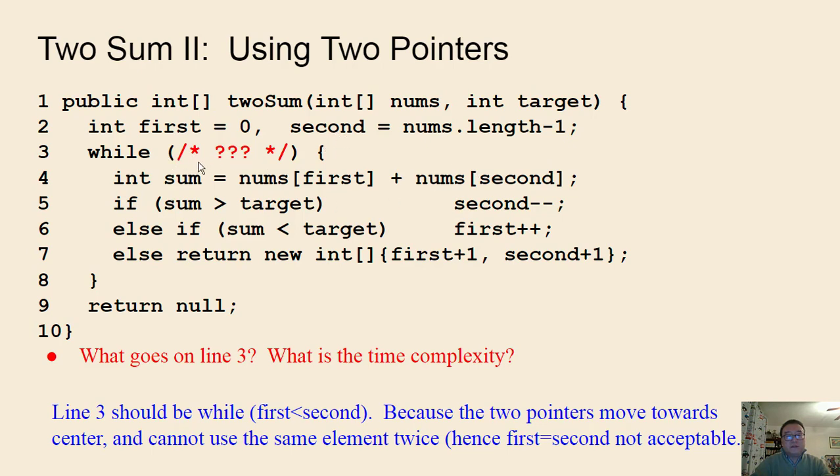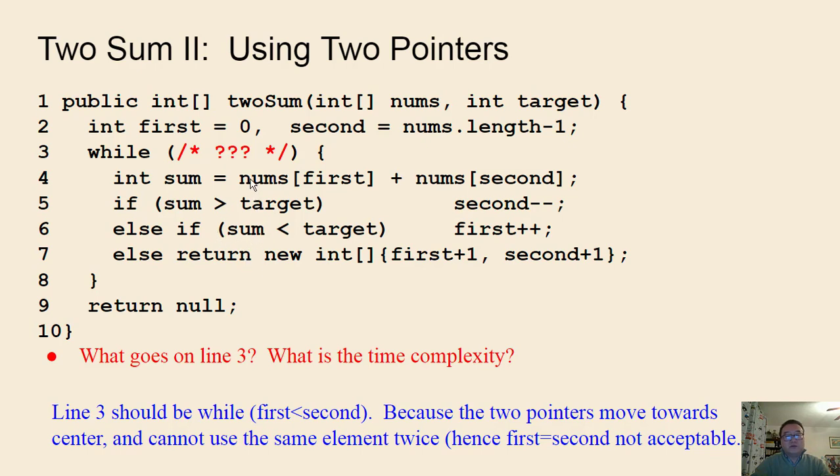So line 3, the condition should be while first is less than second. Because the moment they meet, we know we have checked everything that could be checked. We should get out, because this problem doesn't allow us to use the same element twice.